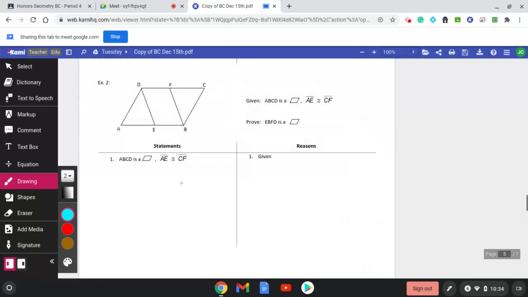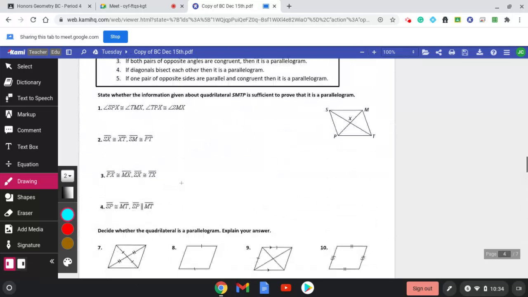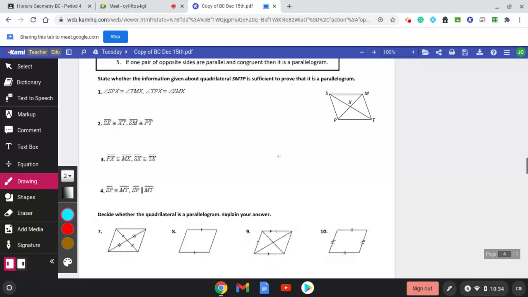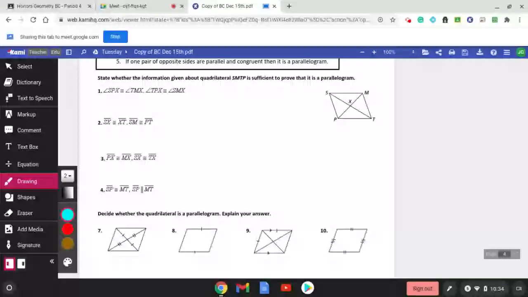Okay, so here we go. Before I hop right into a proof and throw you guys into the fire, I'm going to give you some information about a quadrilateral. And I want us to figure out, is it enough information to say it's a parallelogram? So look at number 1. I gave you guys quadrilateral SMTP. That's all it is, a quadrilateral. That's it. 4 sides. First thing I'm going to tell you, angle SPX is congruent to angle TMX. Those 2 angles are congruent.